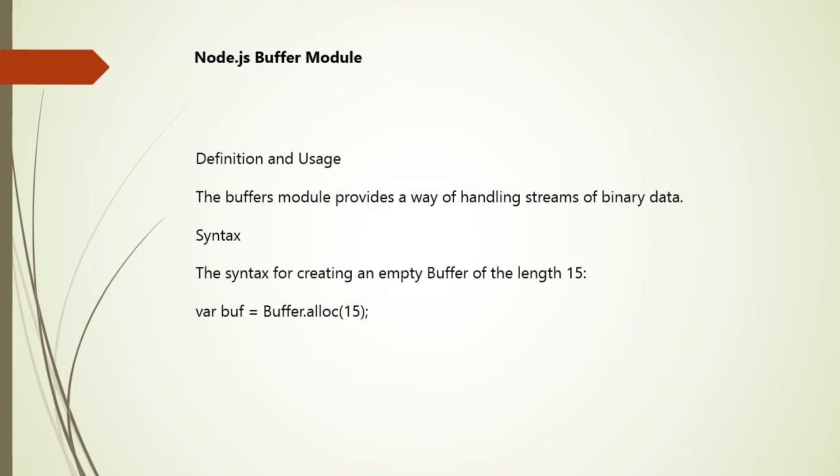Consider the Node.js buffer module. The buffer module provides a way of handling streams of binary data. The buffer object is a global object in Node.js and it is not necessary to import it using the require keyword. Consider its syntax. For example, if you want to create an empty buffer of length 15, you can use the following syntax: var buffer = Buffer.alloc(15).